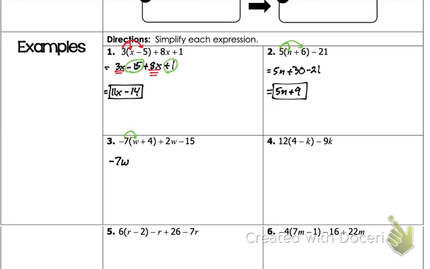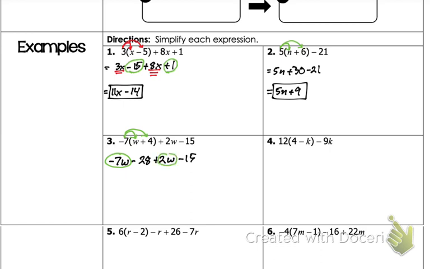We put negative 7w, then plus 28. Careful. Wait. Negative 28. Thank you for correcting yourself. Because we have that negative, which is the sign. Then we have plus 2w. So we do negative 7w plus 2w.